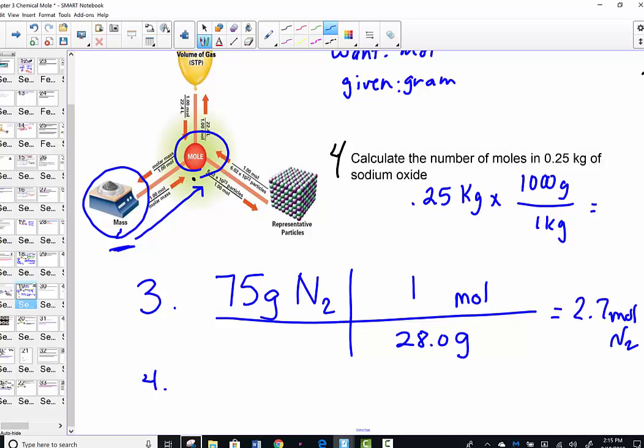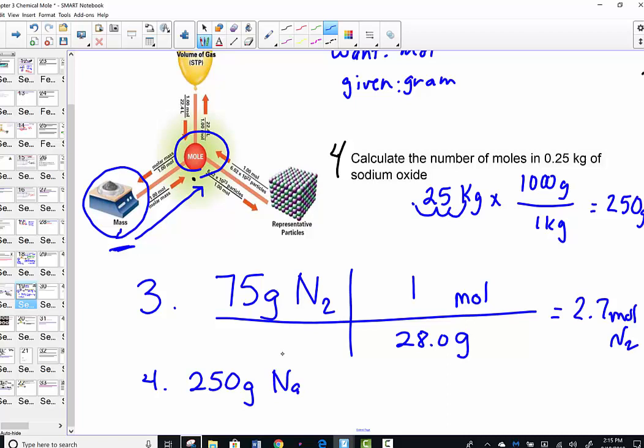So that when you transfer this, you're sliding the decimal 3 spots left. So 250 grams when you multiply that out. Is that right? What's 0.25 times 1,000? Perfect. So that's my starting, 250 grams of sodium oxide.